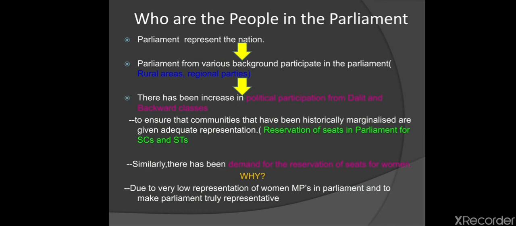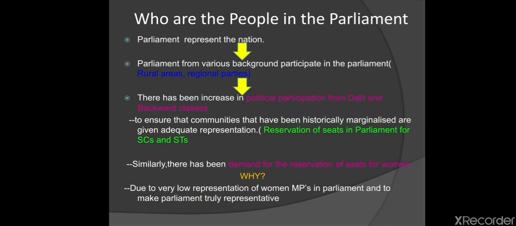So why are they participating now? Because there has to be adequate representation from all the sections of the society. Earlier these communities were historically marginalized. Marginalized means they were kept aside, they were not allowed to participate in these kinds of activities, but now they are also participating in the parliament and giving their ideas. So there is reservation of seats in the parliament for scheduled castes and scheduled tribes.